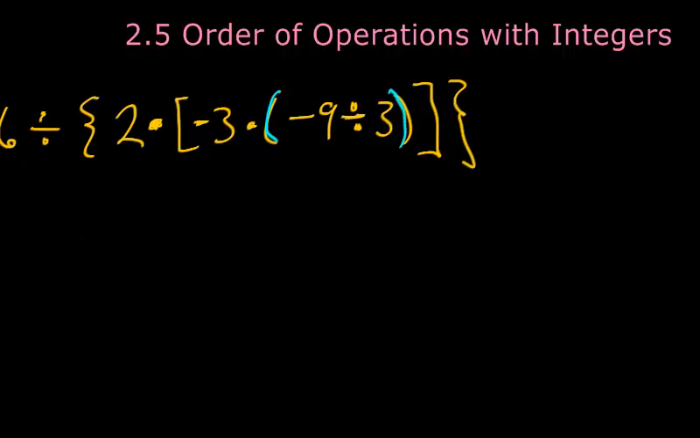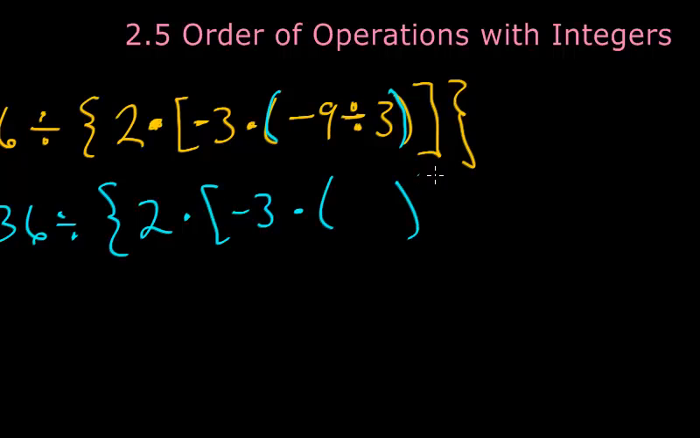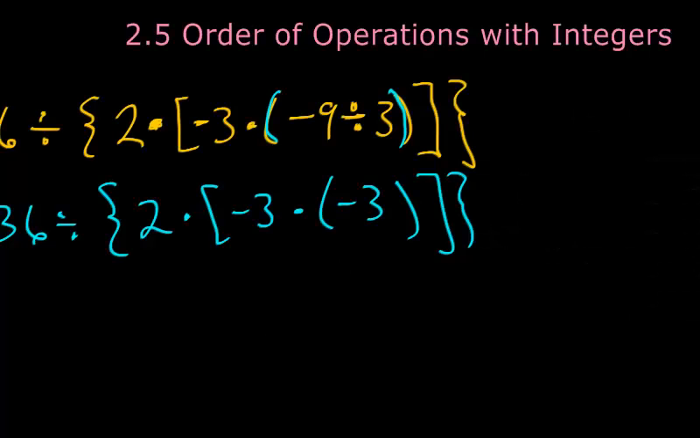Okay, so I'm going to rewrite everything else. Watch this. I'm going to rewrite all this just as it appears, like that. And inside of this, I'm just going to write whatever -9 divided by 3 is, which is -3. Moving along here. So this will be -36 divided by, and I'm going to keep that big outer bracket like it is.